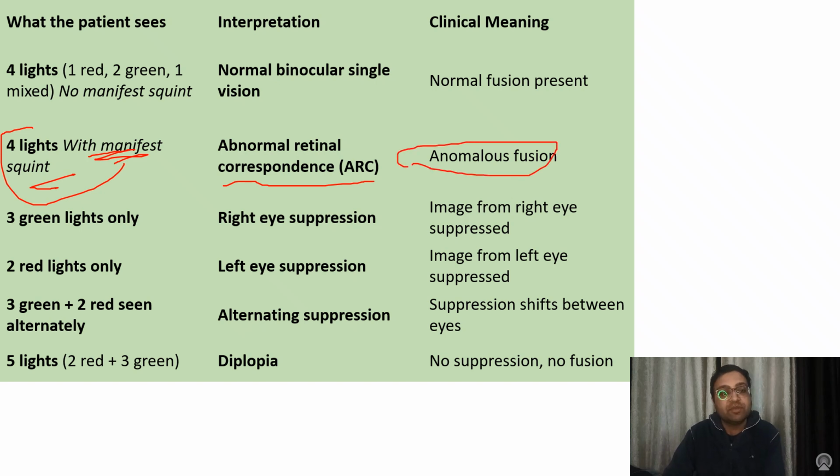Okay. If the patient is seeing only green lights, 3 green lights, this means right eye image suppression is seen. If there are 2 red lights, this means left eye image suppression is seen. Very easy to remember. If 3 green and 2 red are seen alternatively, then there is alternating suppression. Okay. And if there are 5 lights, then this means there is diplopia and there is no suppression, and hence there is no fusion.